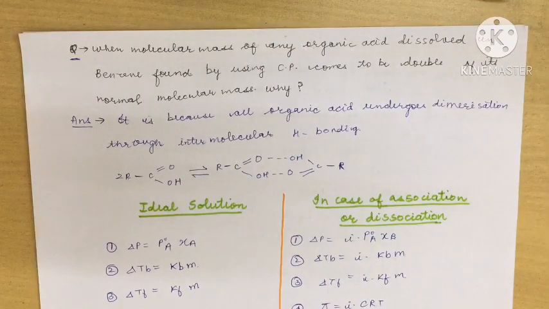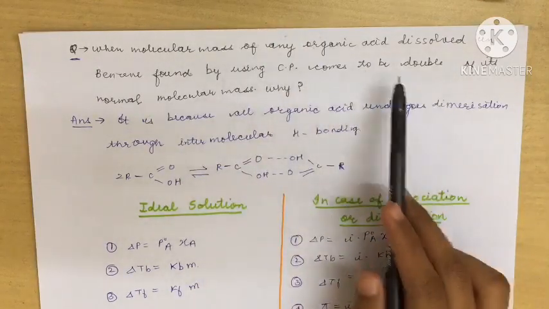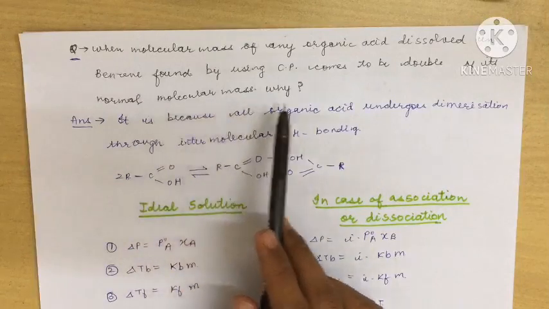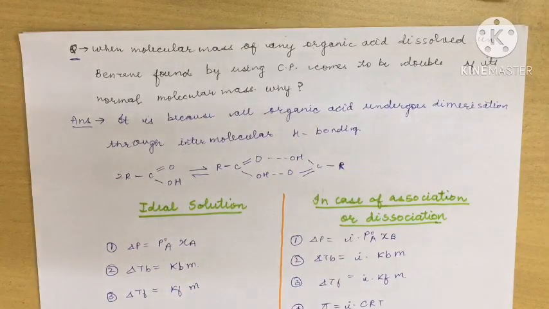Let us see one question. When the molecular mass of any organic acid dissolved in benzene is found using colligative property, the molecular mass comes double of its normal molecular mass. Why? When we talk about the organic acid which is dissolved in benzene, we come to know that the molecular mass which is calculated by the colligative property is not the same. The observed molecular mass is double.